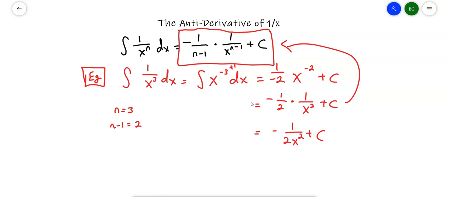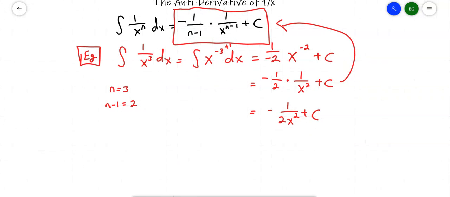And that's good for all the powers of x until you get to 1. This really presents a problem for n being 1. So let's see why that is. Let n equal 1, and then we're going to find the antiderivative of 1 over x, or x to the 1 for emphasis. And let's apply our rule.